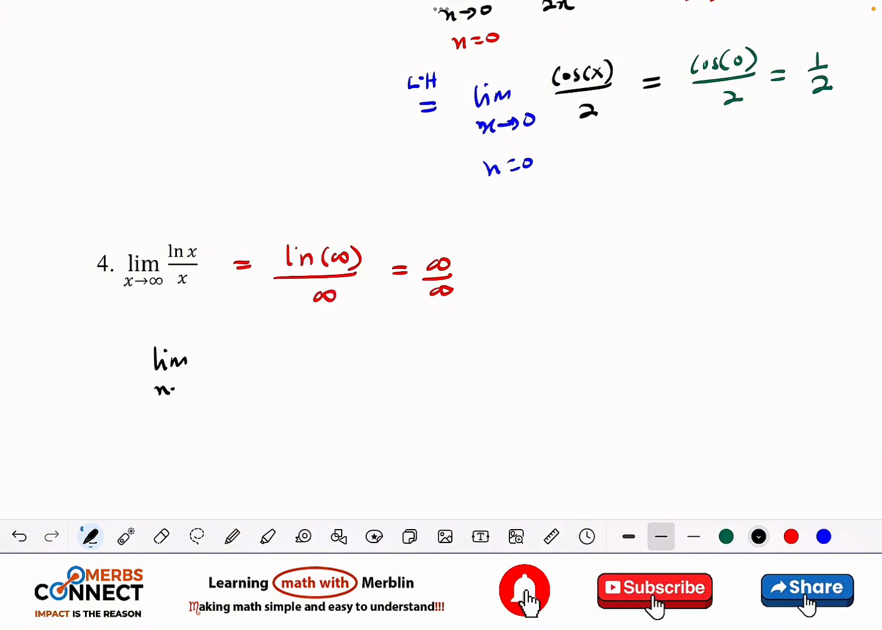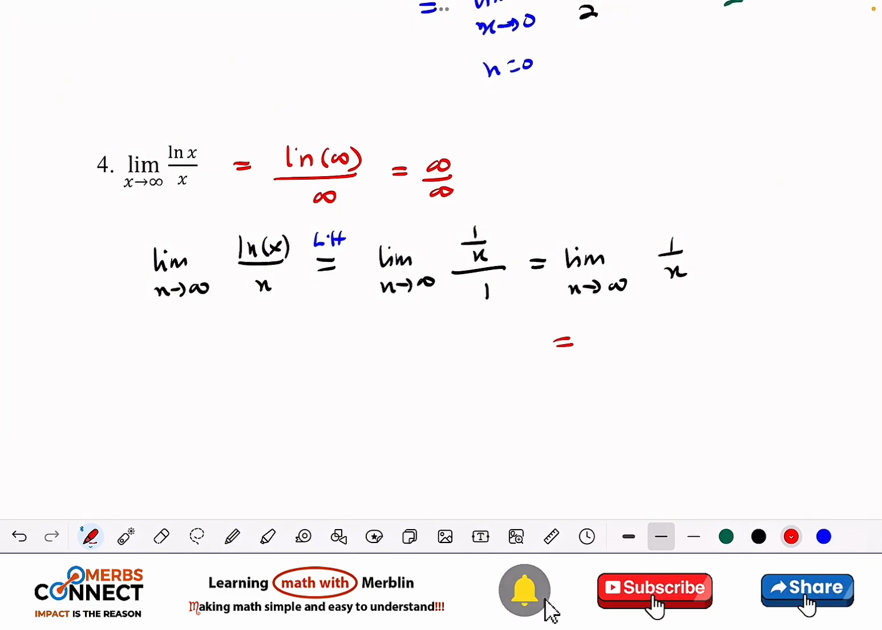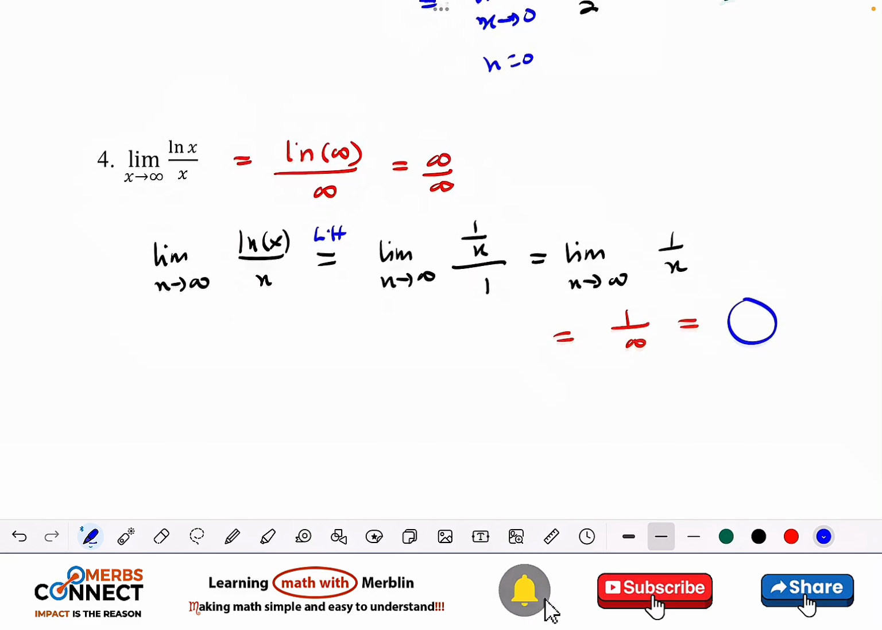So the limit as x approaches infinity of natural log of x, applying L'Hopital's rule. When I differentiate a ln function, what am I going to get? 1 divided by x, divided by, when I differentiate x, I'm going to get 1. So when I simplify this, I'm going to have the limit as x approaches infinity of 1 over x. Let's plug in infinity and see what we are going to get. So 1 divided by infinity, and 1 divided by a big number is a big 0. So we are going to get 0 for this one.